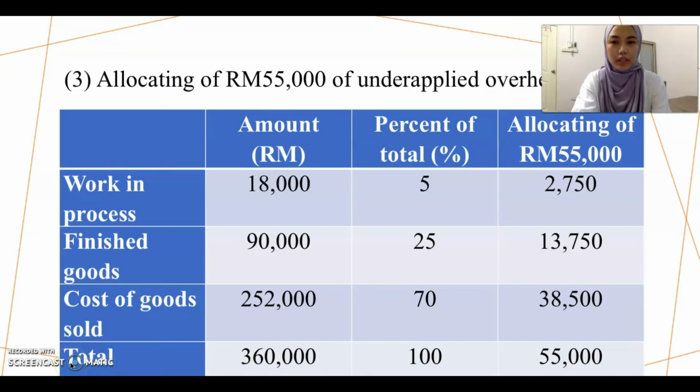Step number 3 is allocating the 55,000 of overapplied overhead. The company will reduce the ending work in process by 2,750. For finished goods it is 13,750, and the cost of goods sold by 38,500.